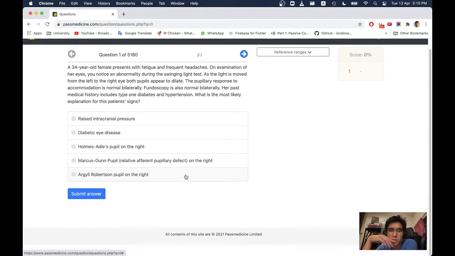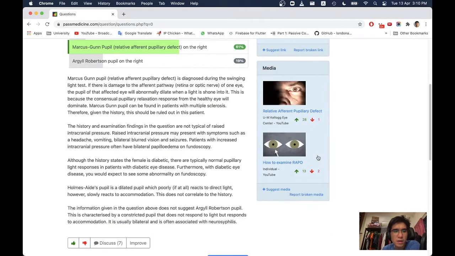Marcus Gunn pupil, relative afferent pupillary defect on the right. Yeah, this is the one. Why do they call it Marcus Gunn? Holmes-Adie pupil, I don't know what this is. Diabetic eye disease usually affects the fundus, the retina. Raised intracranial pressure usually causes optic disc swelling. No, Marcus Gunn pupil is the answer.